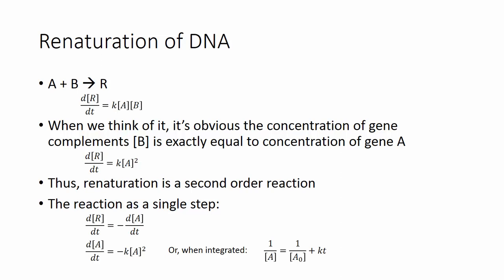The reaction as a single step might look something like this. dR/dt is equal to negative dA/dt, and dA/dt is equal to negative k times the concentration of A squared. Or if we integrate that, we get 1 over A equals 1 over A0 plus kt.